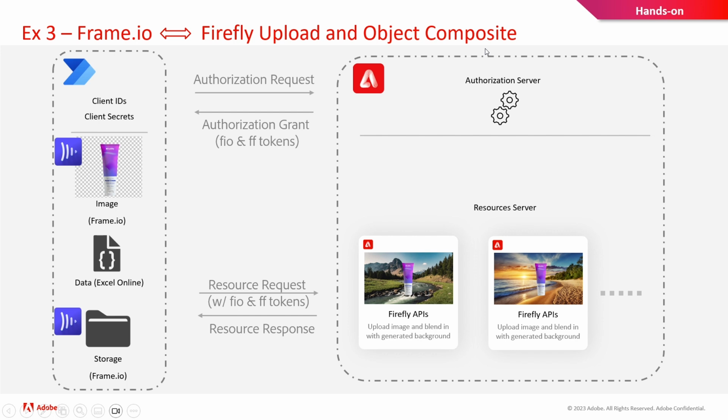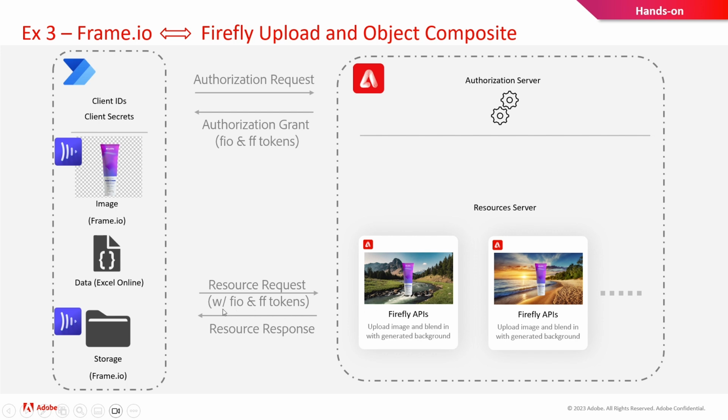Object Composite, I think, is a better API to use in this case. Last time we used Firefly Fill simply because Object Composite wasn't available back then. But for the use case where I want to blend this subject with the background, Object Composite really is the API to use. The other benefit is that we could upload an image with a transparent background as well, so we don't have to deal with a separate mask. Just uploading this image will do, and it will blend in with the various backgrounds from the Excel online, just like last time.